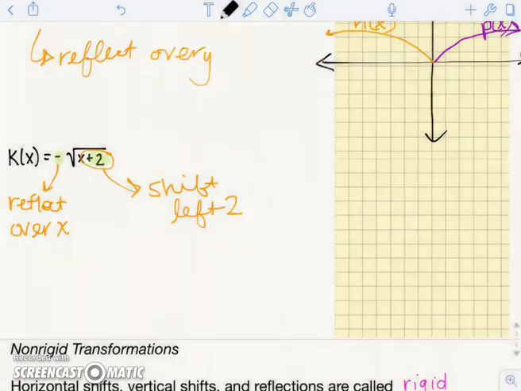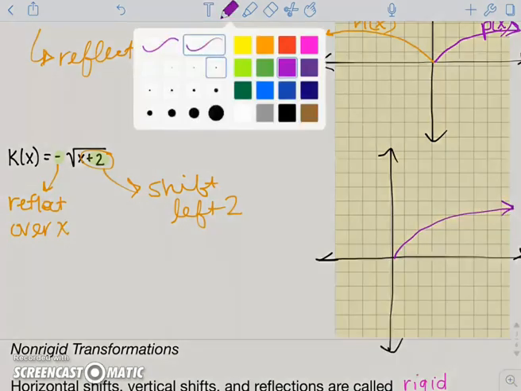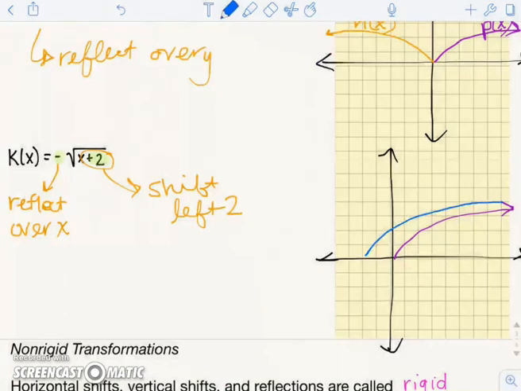So I'm going to draw my parent function, something like that. I move it left 2, and then I reflect it over the x-axis. So if I moved it left 2, it would look like this, left 2, but then I reflect it, so ultimately it's going to look like this, and this ends up being k of x, my final, where the purple one was p of x, my parent.